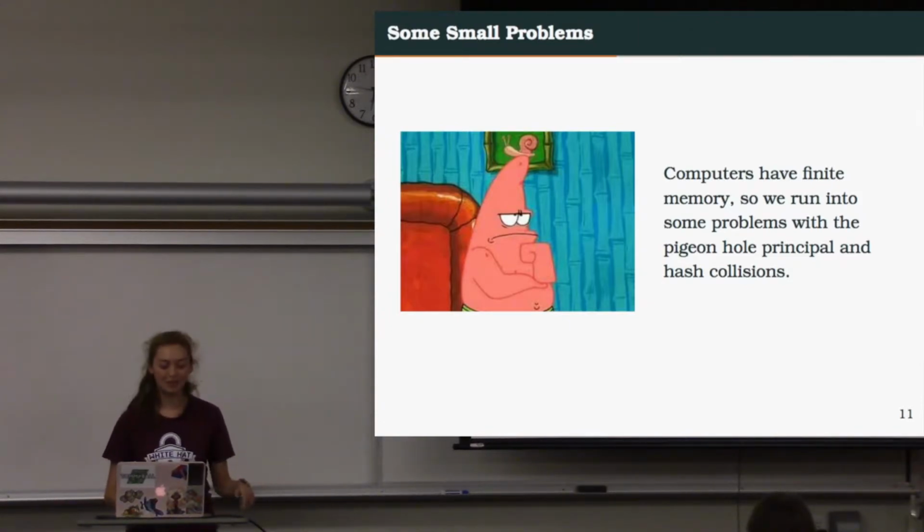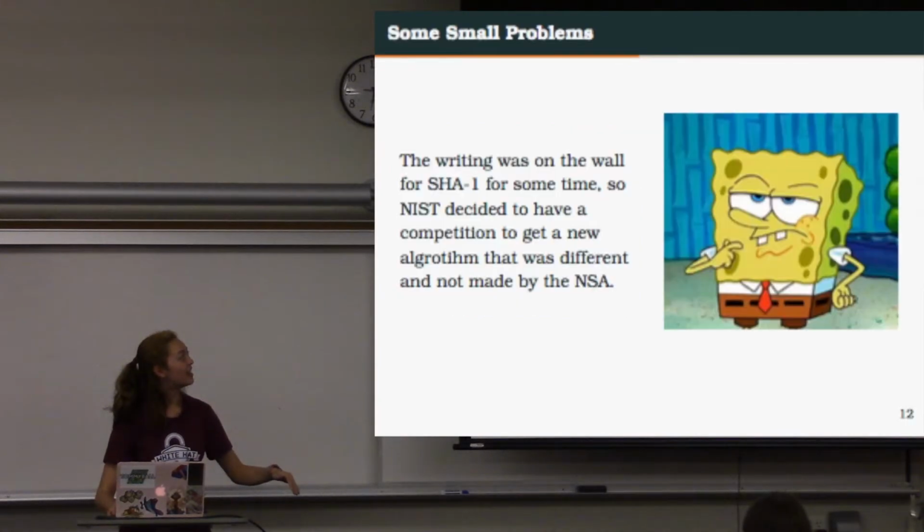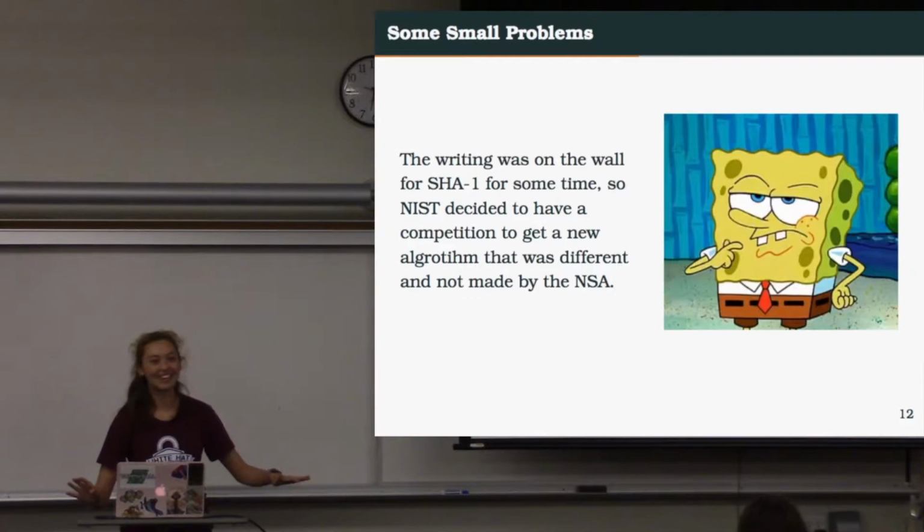So here's some small problems. First, computers have finite memory, so we run into some problems with the pigeonhole principle, as I mentioned earlier. There's one problem that we have to solve or at least mitigate. If any of you remember Shattered, Google's paper from a while ago, they found a concrete example of finding two things that hash to the same thing in SHA-1. And that was bad, but we already knew SHA-1 was broken, so it's fine. Not that anybody still implements it or anything.